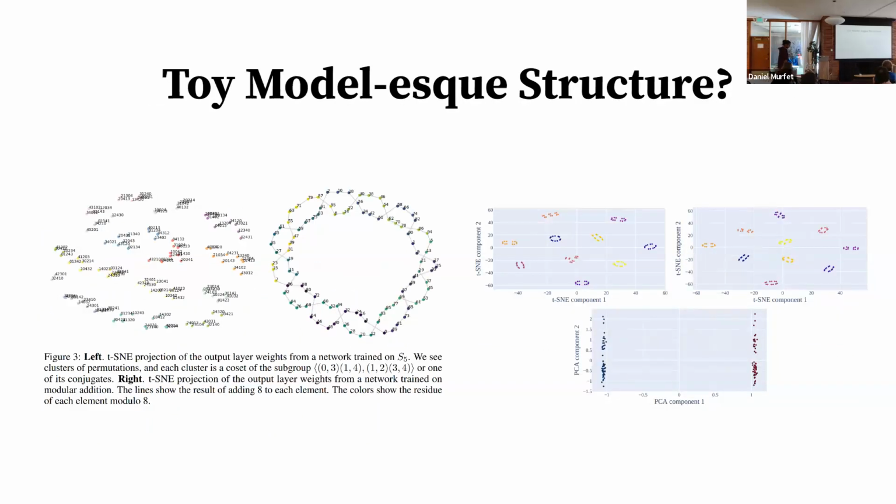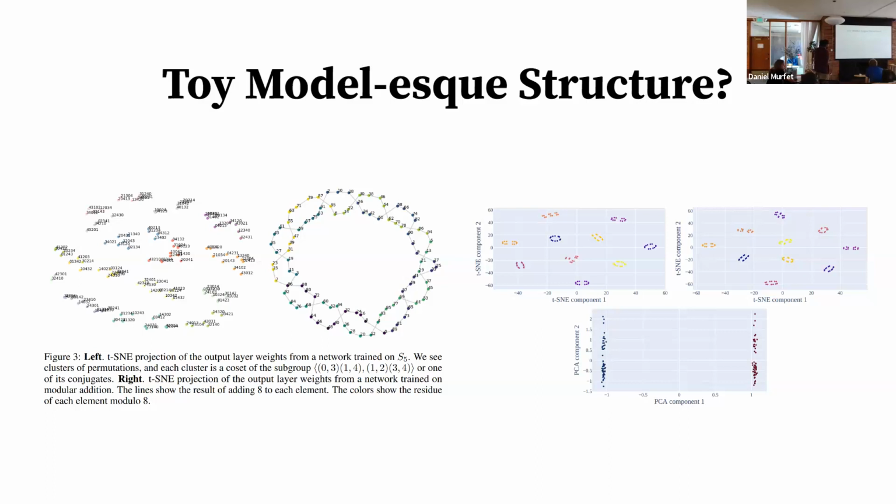Another interesting thing you find in these networks is a lot of structure if you visualize things in a sort of toy models fashion. This left plot is from Power et al. What they do is apply t-SNE, which I do not understand. It's probably incredibly cursed, way less nice than toy models. But you apply t-SNE and you get nice-ish structure: a ring structure for modular addition, and a clustering structure for S5 composition.